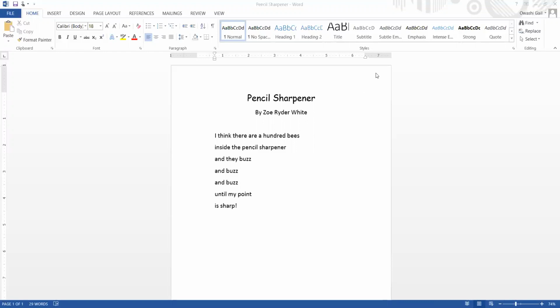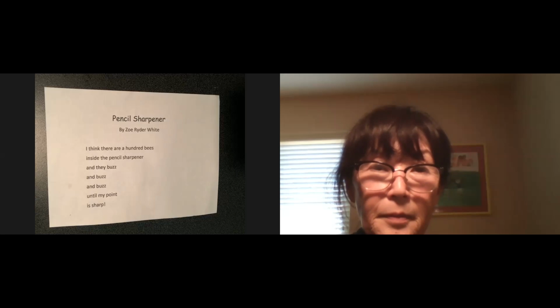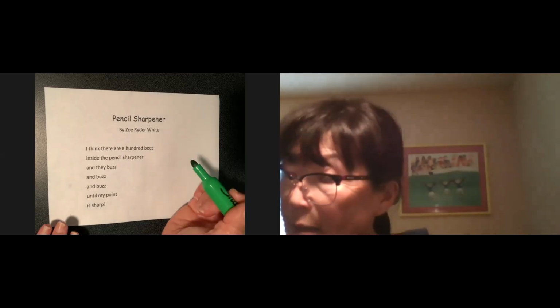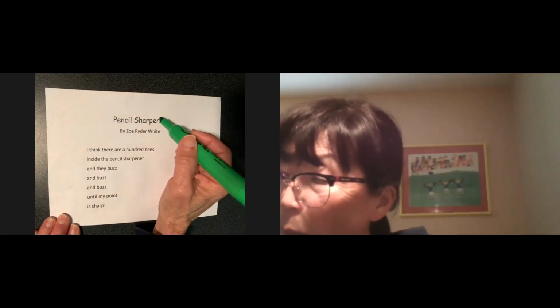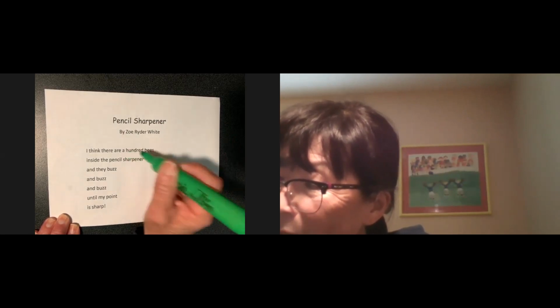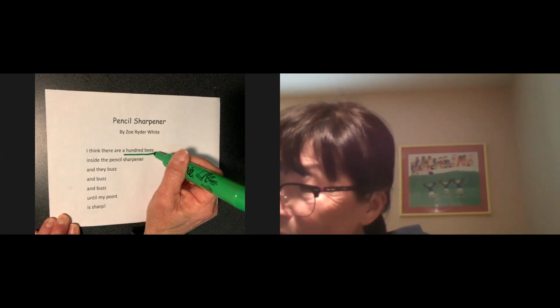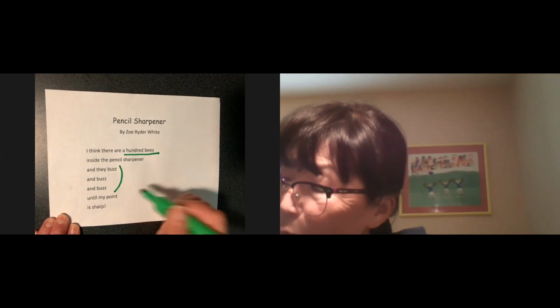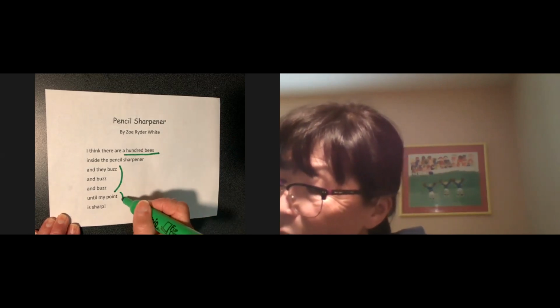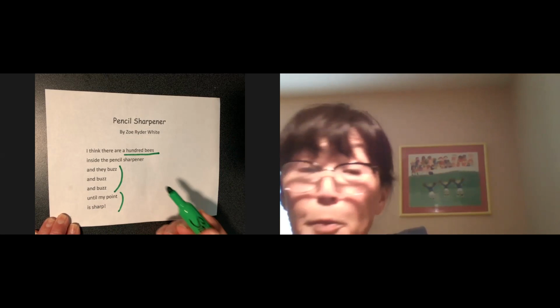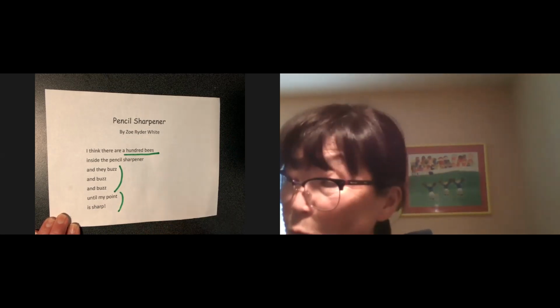So let's examine this. I'm going to stop share, and I'm going to go to this one. And she used just a common object, the pencil sharpener. And then she thought about, I'm looking here, it says, I think there are 100 bees. So we have this comparison of the bees and the sharpener. And then here, she used a sound that the bees would be making. And then at the end here, she says, until my point is sharp. So it's basically completing whatever act the pencil sharpener would do, like its purpose. So I'm going to try this.